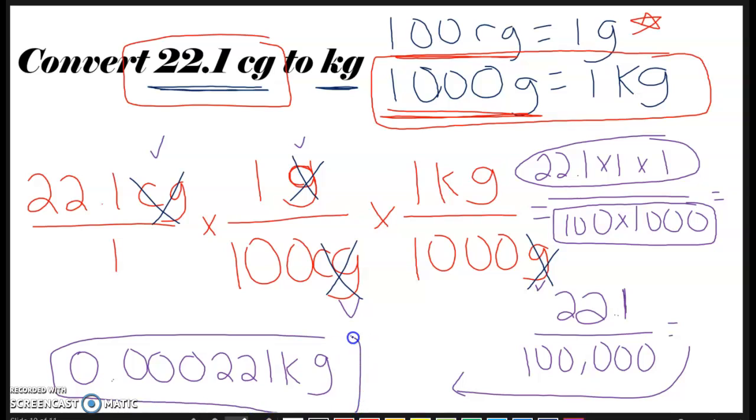And that answer makes sense because if you only have 22 centigrams, you don't have a lot at all. That's a very small amount. And changing it to kilograms, a kilogram's a really big unit. So it should be a very small number.